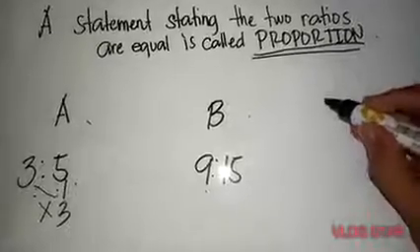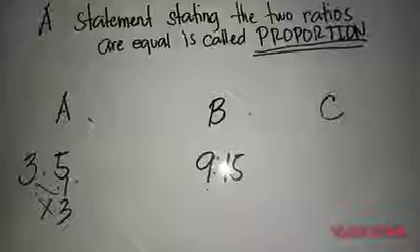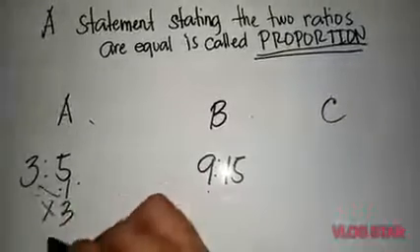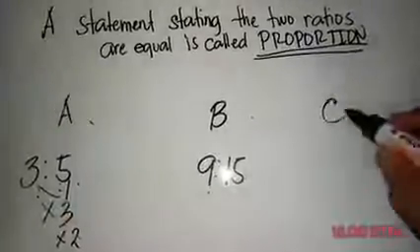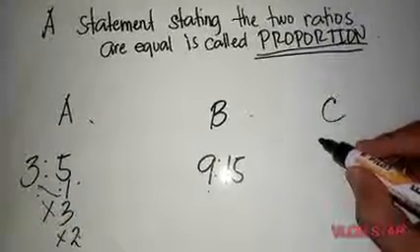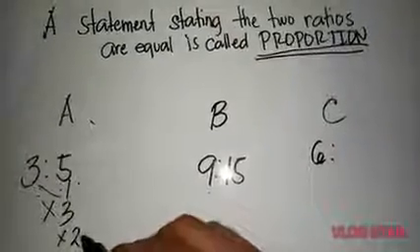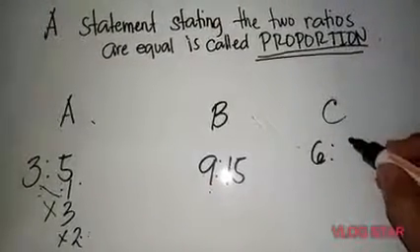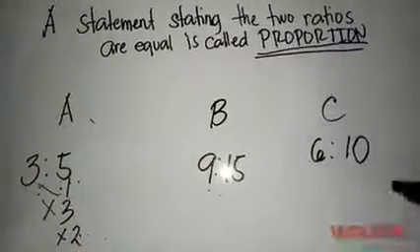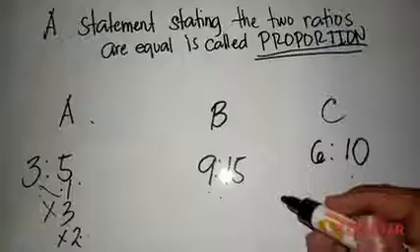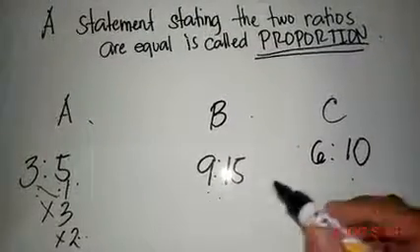Another, when we put letter C, let's multiply it by 2. So 2 times 3, the answer is 6. And 2 times 5, the answer is 10. So these three given ratios are what we call proportion, because they are equal.